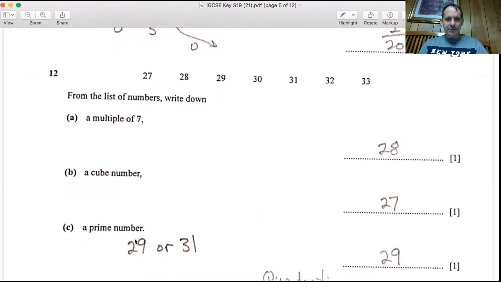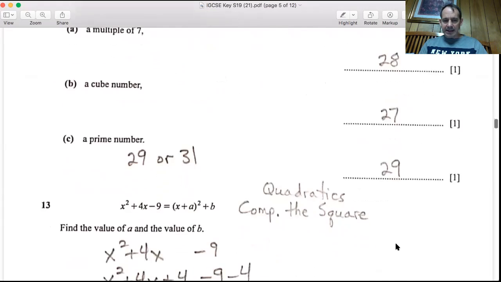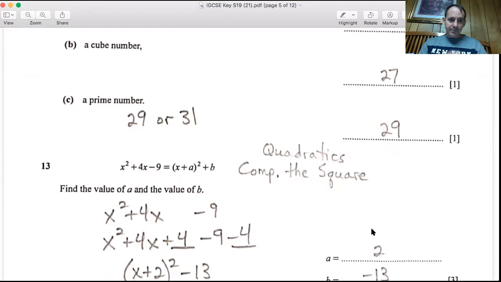And then a prime number. There's 2 prime numbers. Remember, a prime number is a number that only 1 and itself can divide into. So notice 27 is divisible by 3, 28, 30, and 32 are all divisible by 2, and 33 is divisible by 3. So 29 and 31 are the only prime numbers here. So I just wrote 29. You only need to write one of them because it says a prime number.